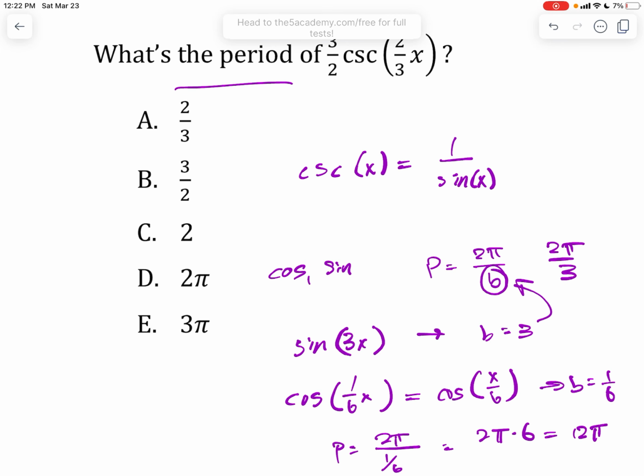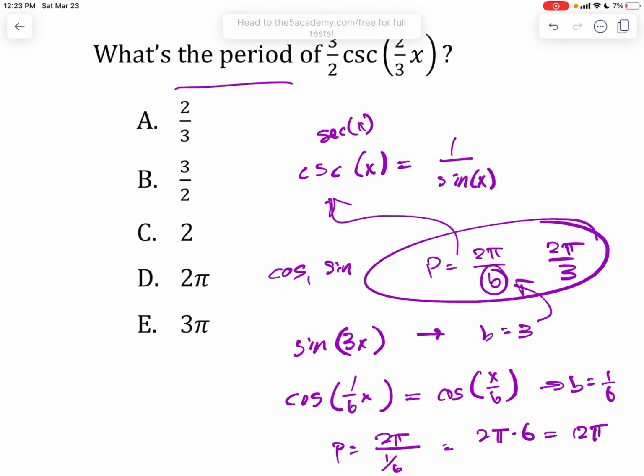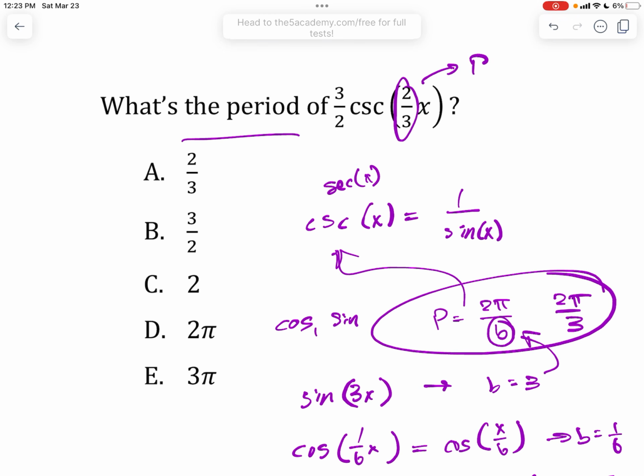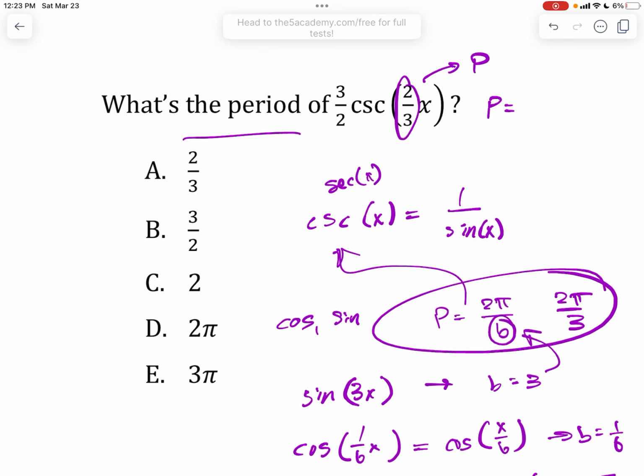Okay? Now, this rule, period equals 2 pi over b, carries over to cosecant and secant, which means that my value here of b is going to be 2 over 3. Period is going to equal 2 pi over b, which is 2 over 3. This is kind of hard to solve. You can do it by calculator if you want, but the way to do it by hand that's pretty straightforward is, remember that dividing by a fraction is the same thing as multiplying by its reciprocal. 2 pi times 3 over 2 is equal to 3 pi, because the 2's cancel out.